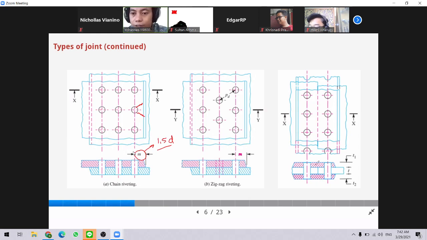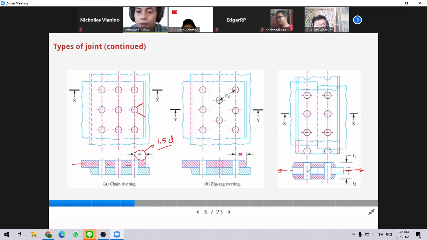And for the last figure, here we have another type of joint. This is the main plate that are connected to each other. But instead of using the overlap, which do not lie in a single plane or not in line, the center line of the first plate and the second plate does not coincide.